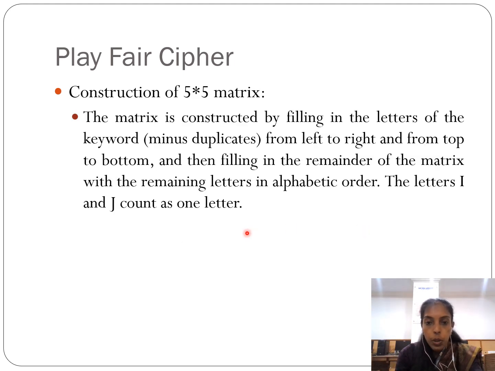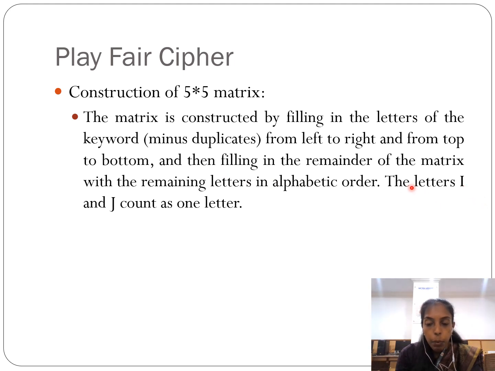So here we have some rules for constructing our matrix. I told you the size of our matrix is 5 cross 5. First we have to fill the matrix with the letters in our keyword, and the important thing is we shouldn't write the duplicate letters. We have to fill it from left to right, from top to bottom. First we fill in the letters in our keyword, and then we'll have some remaining part of the matrix. We will fill it with the remaining alphabets, from A to Z. We have to check the letters which are not in our keyword and fill them in.